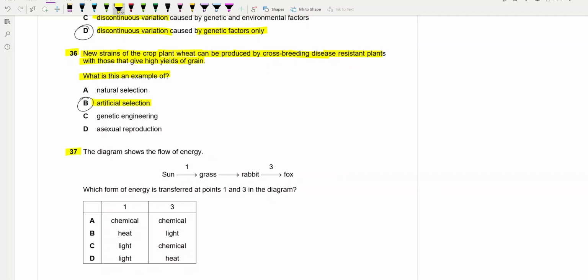Question number 37. The diagram shows the flow of energy, sun to grass to rabbit and then to fox. Which form of energy is transferred at point 1 and 3 in the diagram? So at point 1 the energy would be light energy and at point 3 it would be chemical energy. So the correct option would be option C.